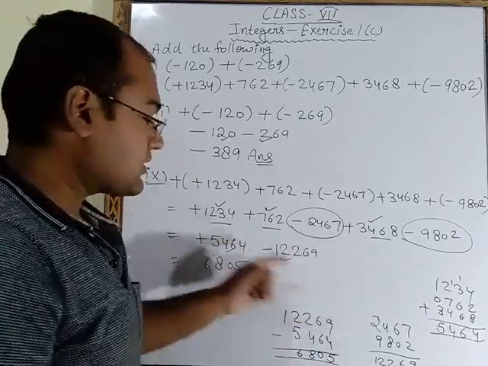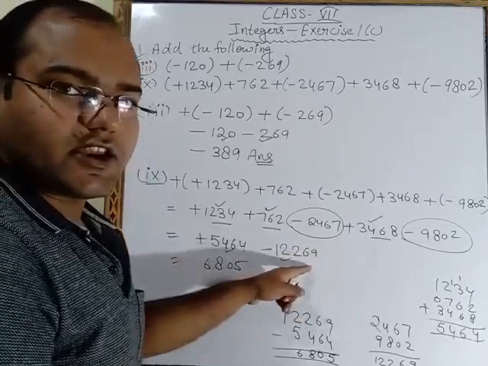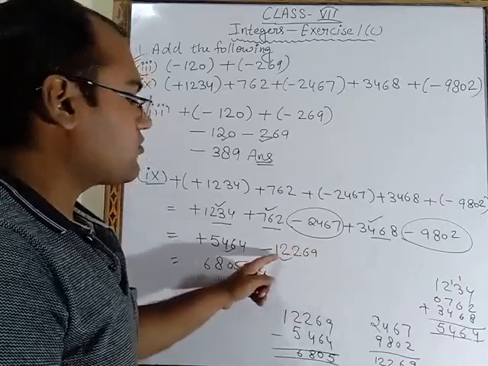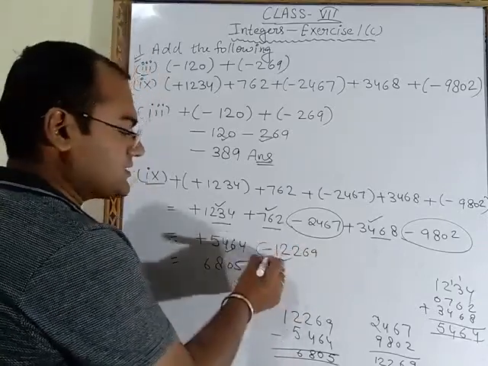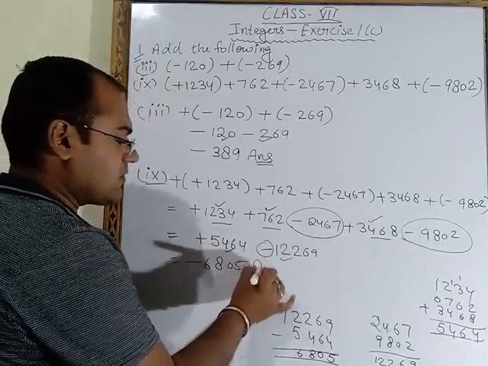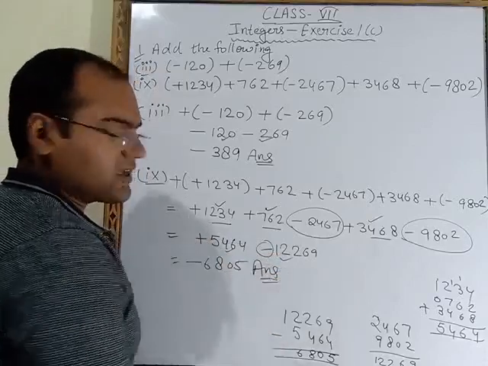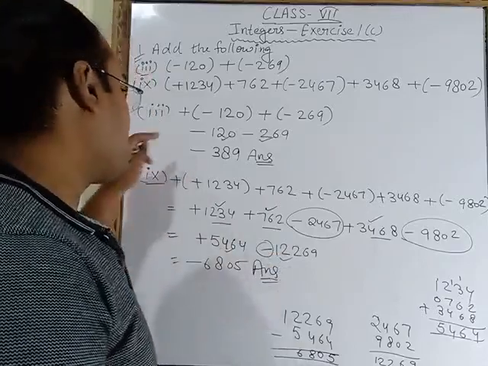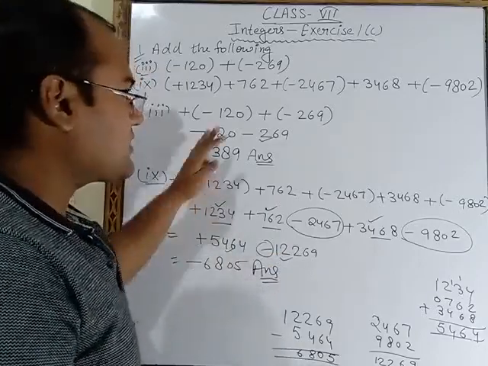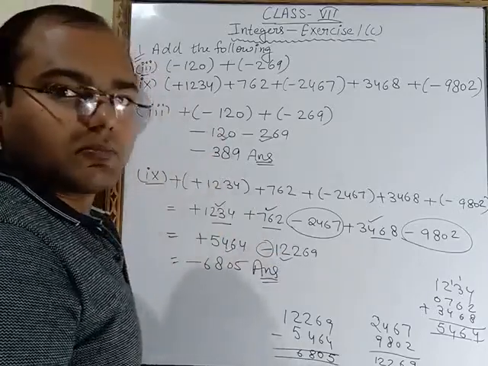Which one is greater among these two? 12,269 is greater. What is the sign of 12,269? Minus sign is coming. That's why in the answer also you have to put a minus sign. So this is your final answer of this part number 9. So like this you have to do all the remaining parts of question number 1.